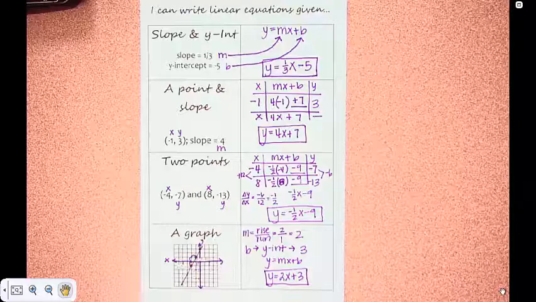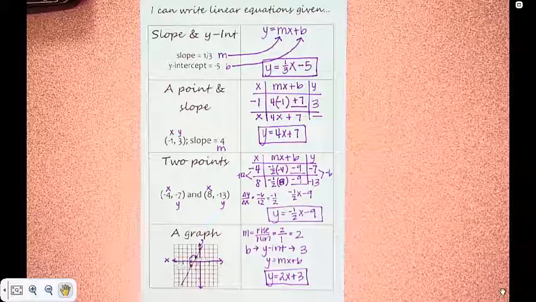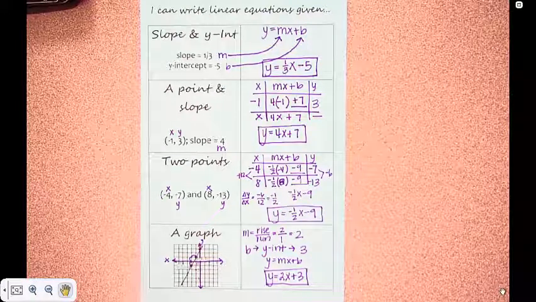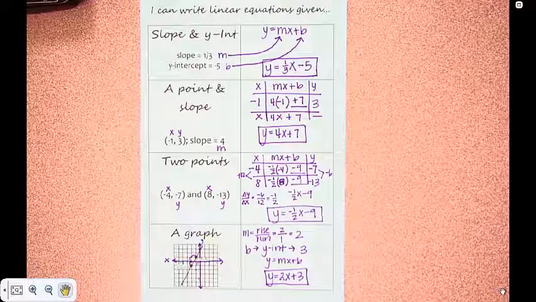Okay, Mustangs, now you have 4 different ways to find and write the equation of a line based on 4 different scenarios that you could be given. Make sure you go down now and finish your video summary.